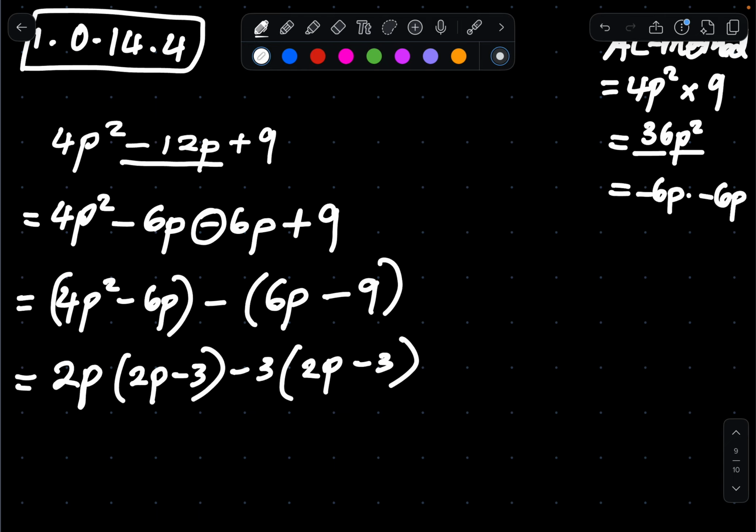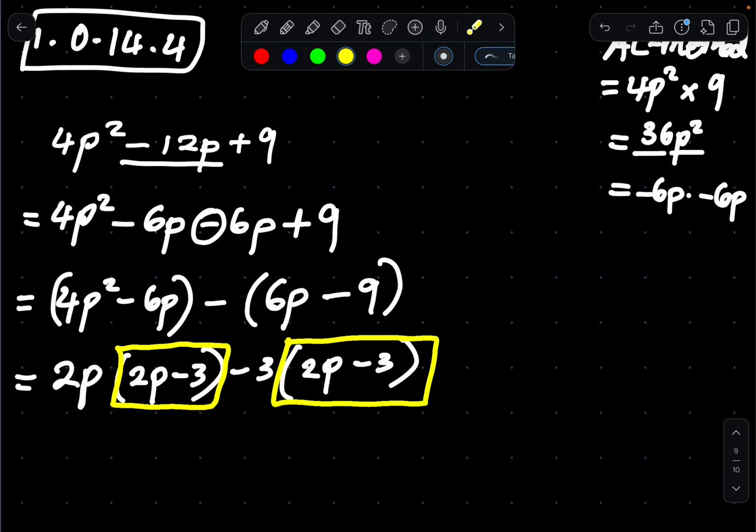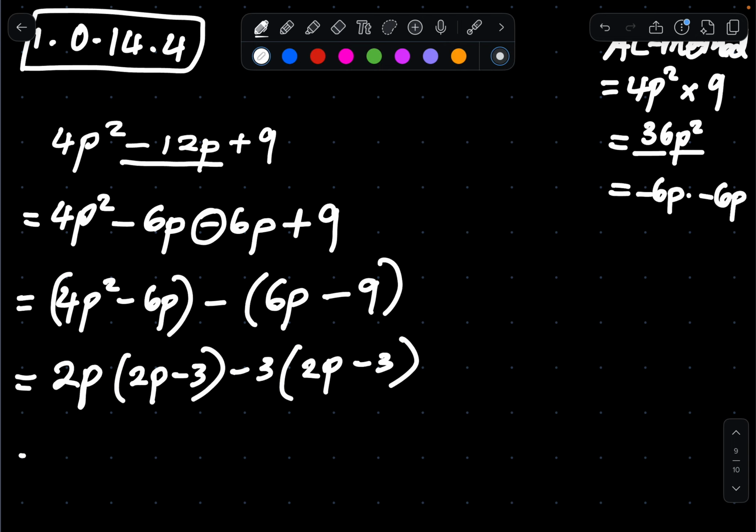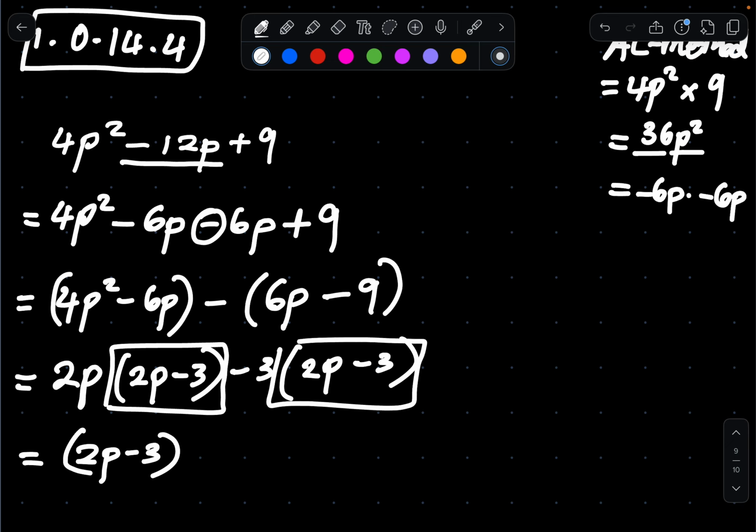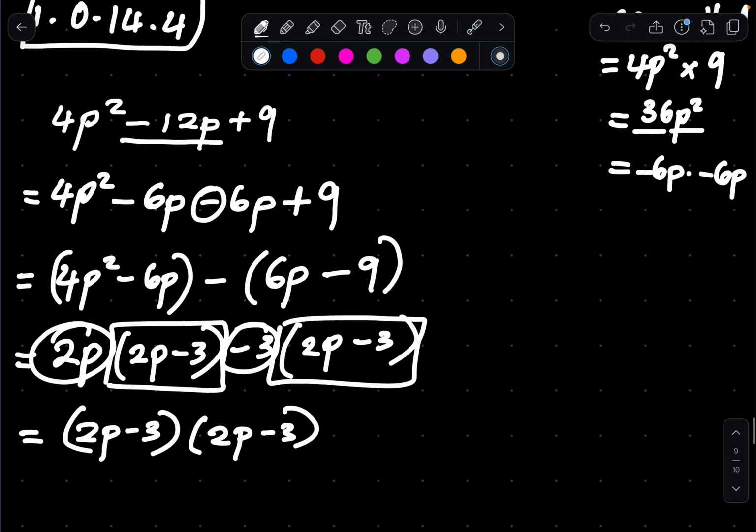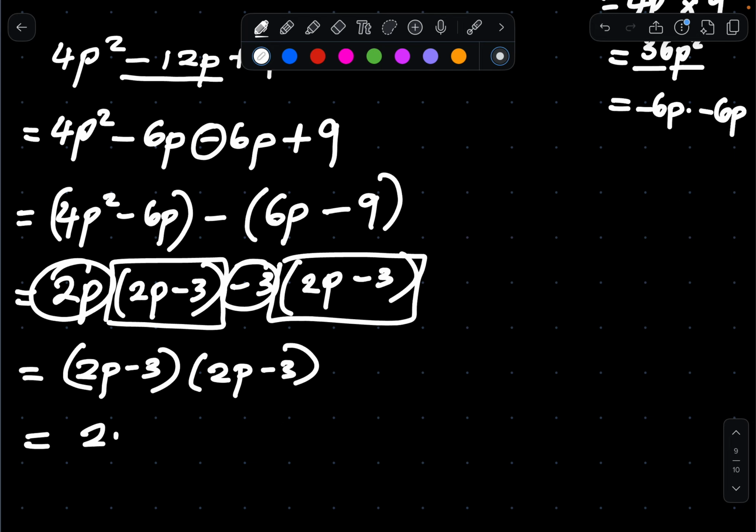Perfect. And then now we have a common bracket. We have a common bracket. So we're going to have 2p minus 3, which is our common bracket. And if we were to take it out as a common factor, we're left with another 2p minus 3. Perfect. I'm sure we see it, ladies and gents. So now this is 2p minus 3 squared. Because this bracket and that are the same, we can just represent it with a square.